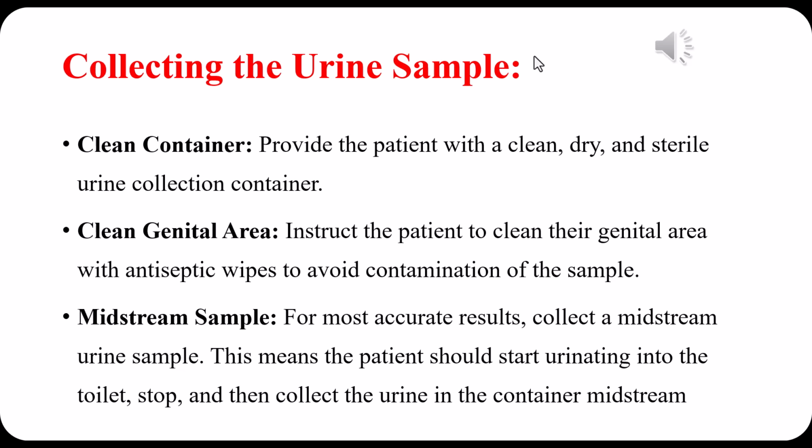The patient should also collect a midstream sample. For the most accurate result, collect the midstream urine sample, meaning the middle portion of the sample. They have to avoid the first portion, and then the midstream should be collected. This means the patient should start urinating into the toilet, then stop, and then collect the urine in the container. That is what midstream sample collection means.